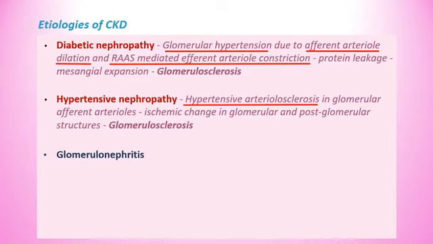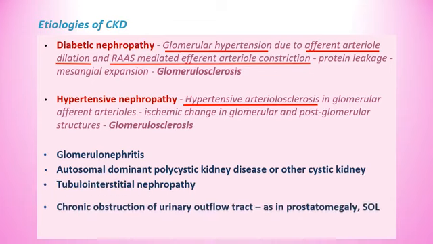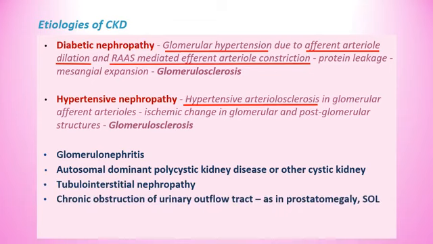Next is glomerulonephritis, autosomal dominant polycystic kidney disease or other cystic kidney disease, tubulointerstitial nephropathy, chronic obstruction of the urinary outflow tract as in prostatomegaly, neoplasm in the kidney outflow tract, recurrent pyelonephritis, vesico-ureteric reflux. Out of all these causes, diabetic nephropathy and hypertensive nephropathy are the most common causes of CKD.